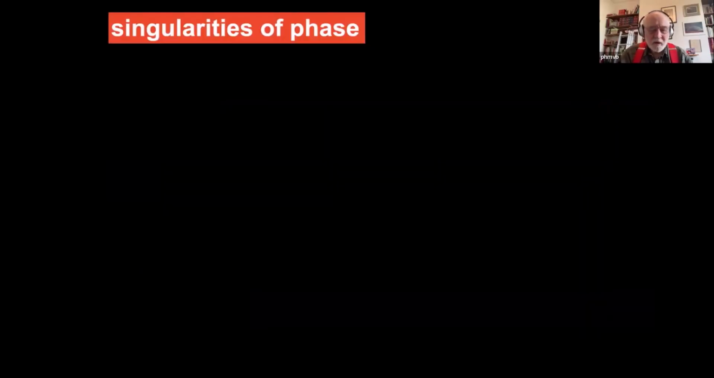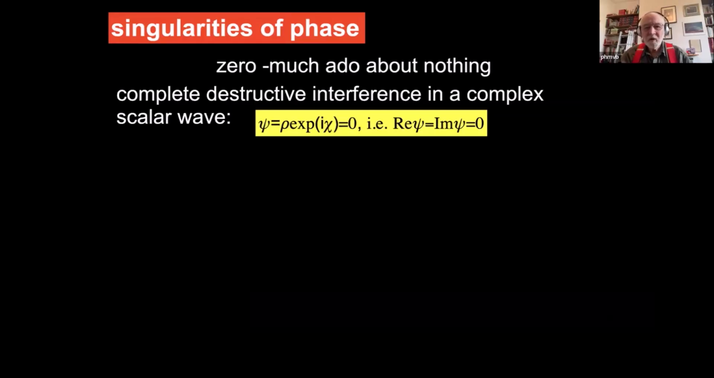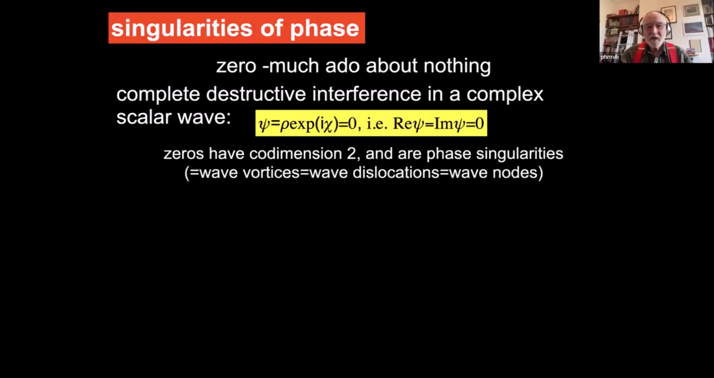Okay, well, of course, we're thinking about waves, and of course, the characteristic feature of waves is that they possess phase. And so now we have singularities of phase, which you all here know about. I mean, a lot of concentration on these. It's much ado about nothing, if I can paraphrase Shakespeare. Complete destructive interference in a complex scalar wave. Here it is, phase chi, where the zeros, complete destructive interference, are where the intensity is 0 and the phase is undefined. They have codimension 2, so they're lines in 3 dimensions, and phase singularities, wave vortices, wave dislocations, wave nodes are different names for the same thing.